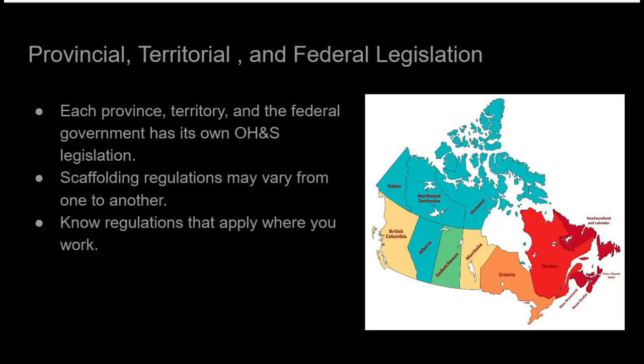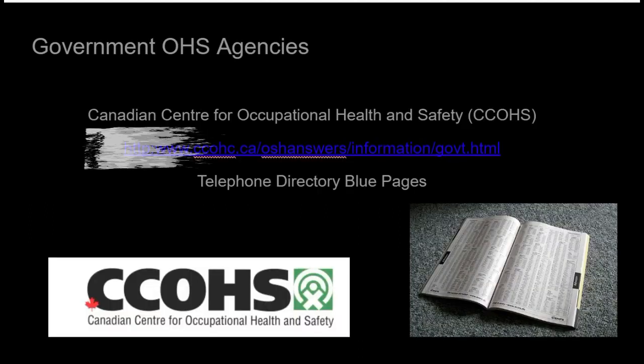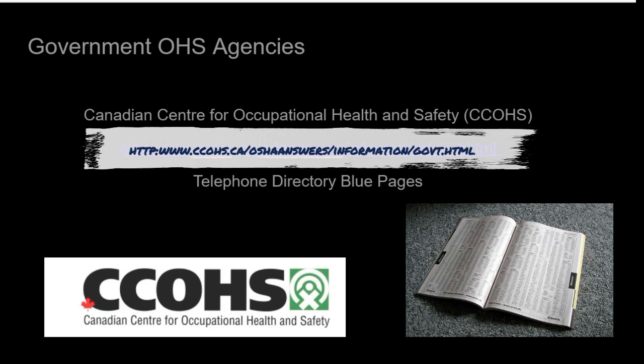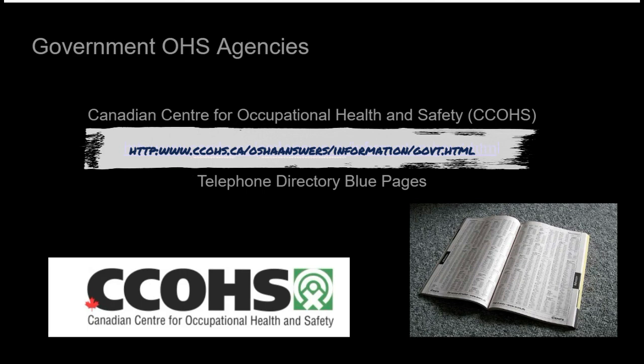Each province, territory, and the federal government has its own occupational health and safety legislation. Scaffolding regulations may vary from place to place. That's why it is important to know the scaffolding regulations that apply where you work. Local occupational health and safety agencies are excellent sources of information about scaffold regulations that apply in your workplace. You can find contact information for these agencies on the website of the Canadian Centre for Occupational Health and Safety at the address on this slide. You can also find your local agency in the telephone directory blue pages.